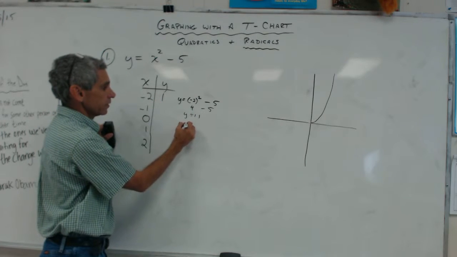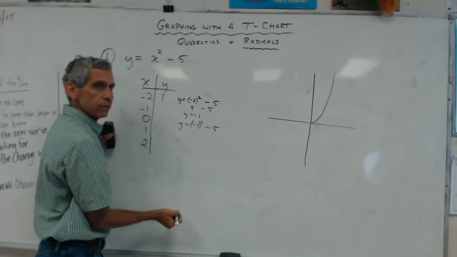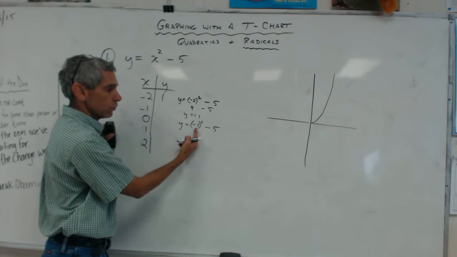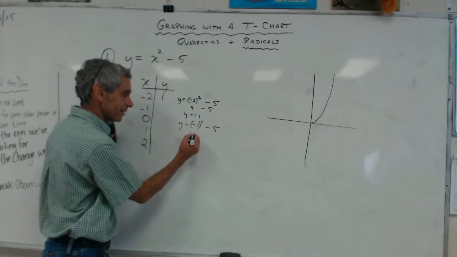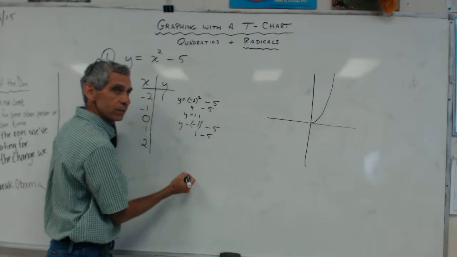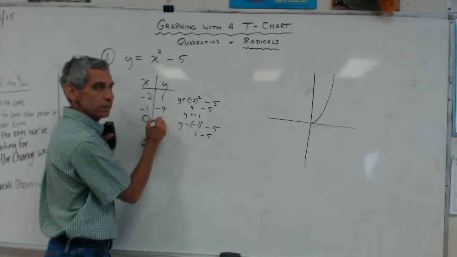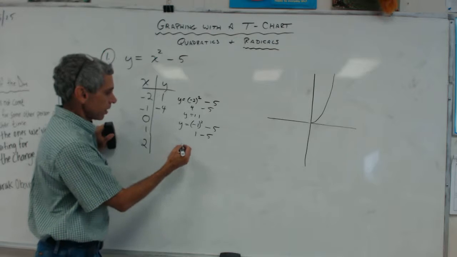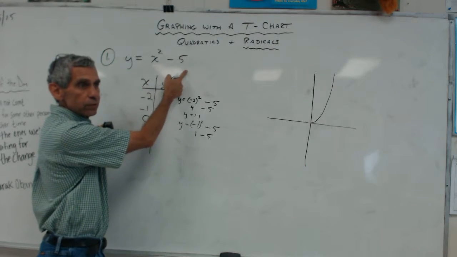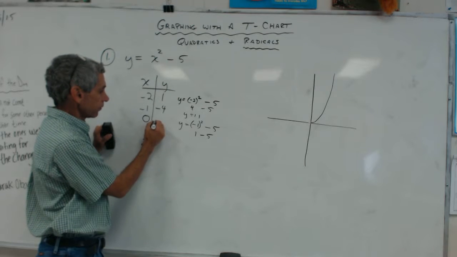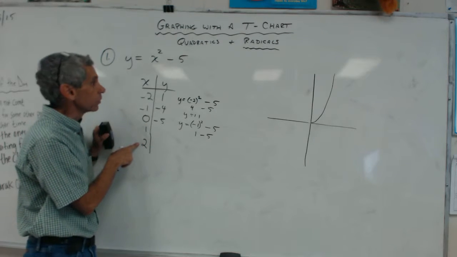Now the next one. y is equal to negative 1, in parentheses, squared, minus 5. Negative 1 times negative 1 is 1. 1 minus 5 is negative 4. See how easy this is? Now we'll try 0. That one's pretty easy. y is equal to 0 minus 5, so it'd be negative 5. Now let's see what happens when we go to the positive numbers.